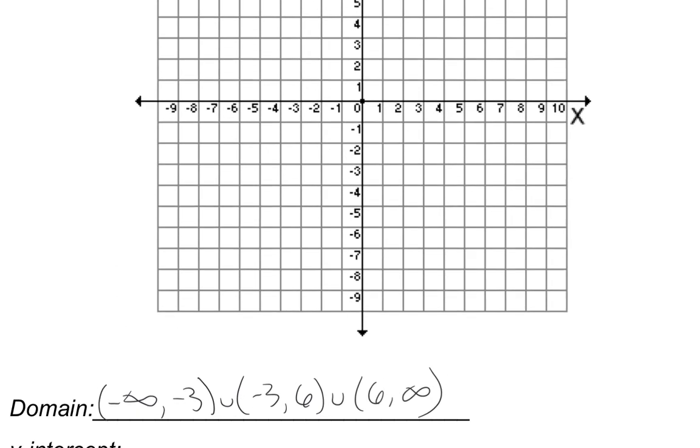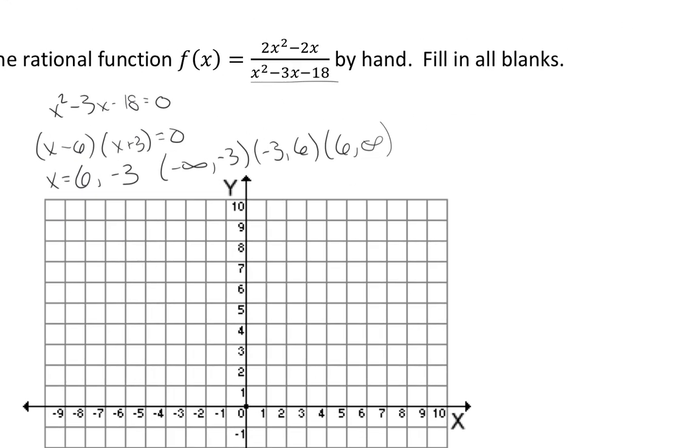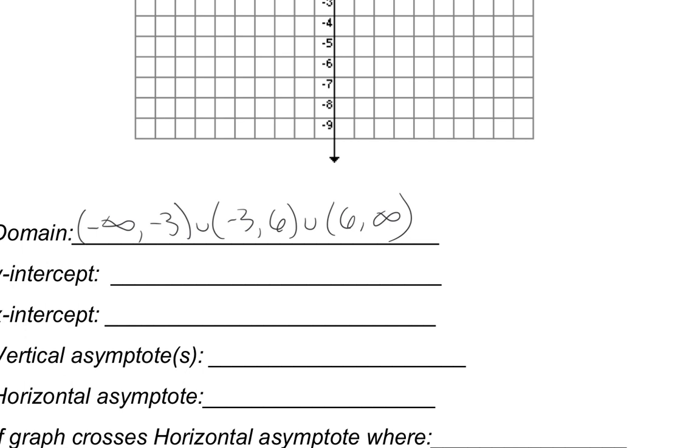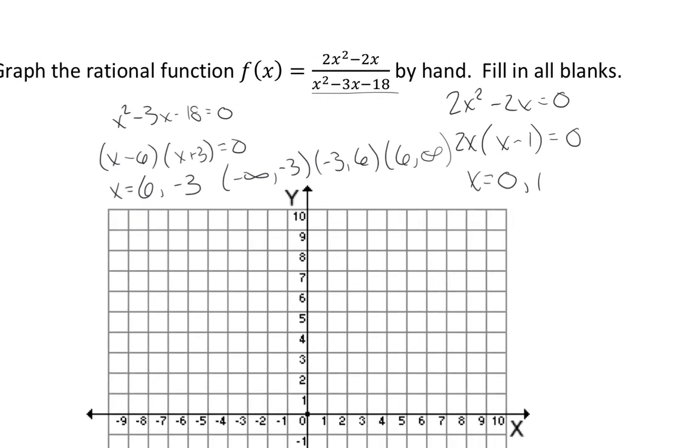Okay, the x-intercepts, that's where the numerator is going to be equal to 0. So 2x squared minus 2x is equal to 0. We're going to factor 2x out and get 2x times x minus 1 equal to 0. So we have x equals 0 and x equals 1. That's where the zeros, or x-intercepts, are going to be: 0 and 1.